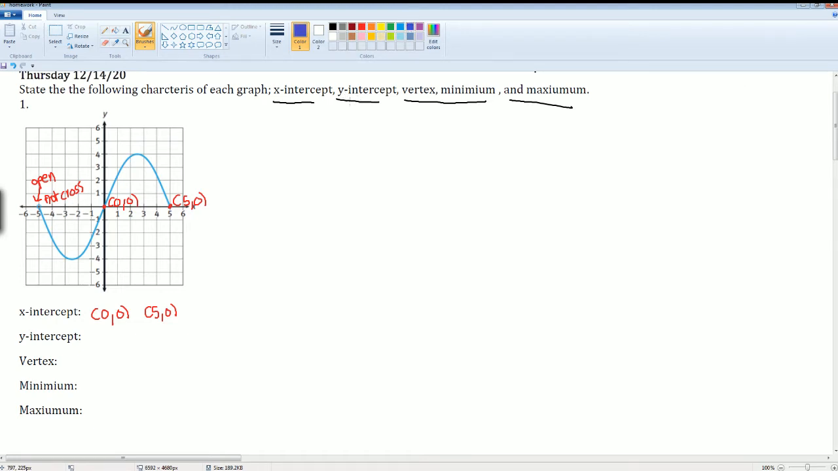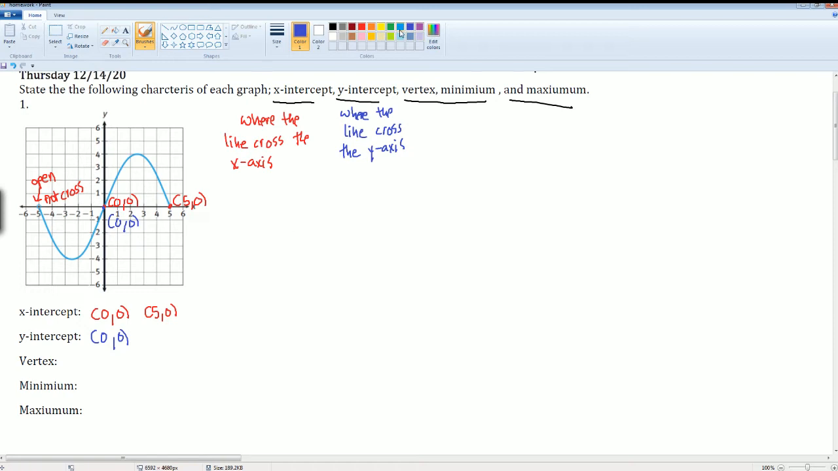So the y-intercept. Let me just write this here. The x-intercept is where the line crosses the x-axis. The y-intercept is where the line crosses the y-axis. Okay, so where does it cross the y-axis? We go up and down. Oh, nowhere. Yep, only here. 0, 0. That's the only spot. There's nowhere else. We look up and down only, because we're looking at the y-intercept. So the y-intercept is 0, 0.